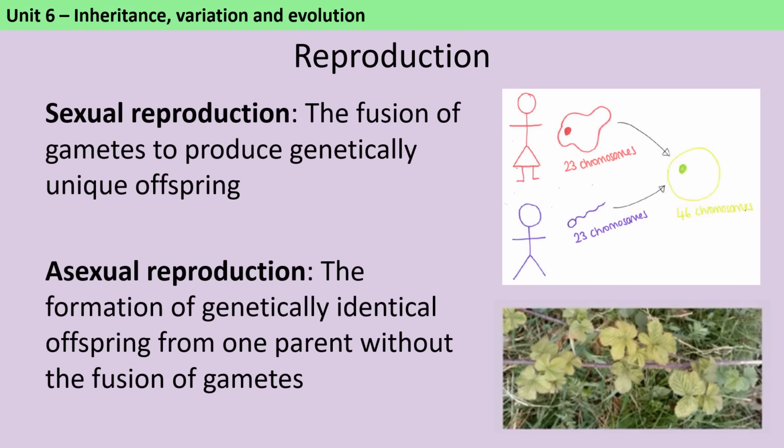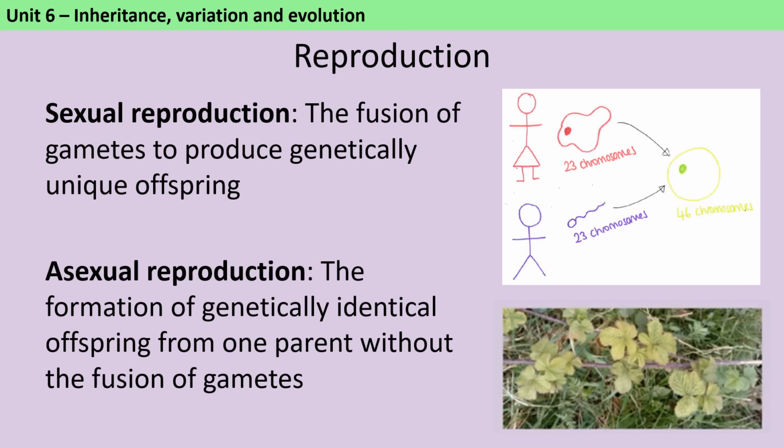The second unit in Biology Paper 2 is Inheritance, Variation and Evolution, and the first thing we need to know about is the different types of reproduction. In sexual reproduction, we have gametes or sex cells. These are formed by meiosis. The gametes in animals are sperm and egg cells, and in plants they're pollen and egg cells. The nuclei from the gametes fuse in a process called fertilisation.